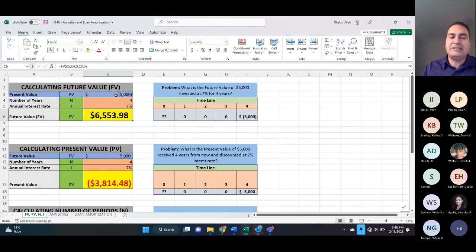One of these numbers must be negative. Both of them cannot be positive, or both cannot be negative at the same time. It's not possible that you receive a cash flow today and you will also be receiving a future value at a future date.